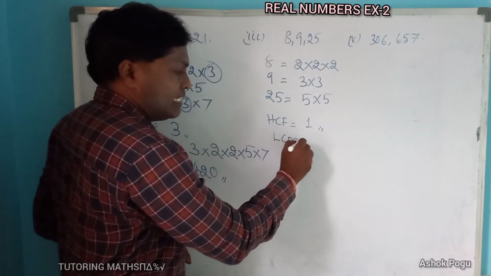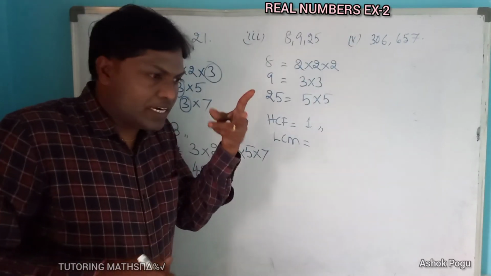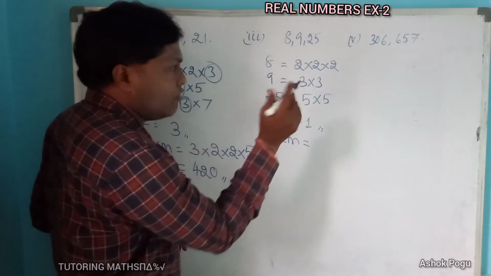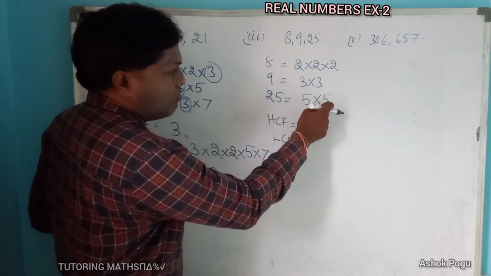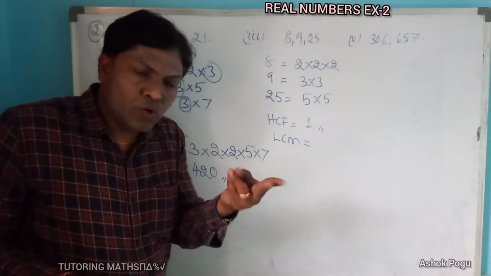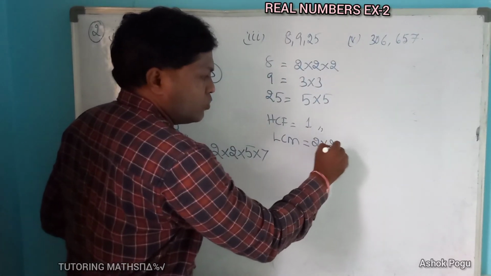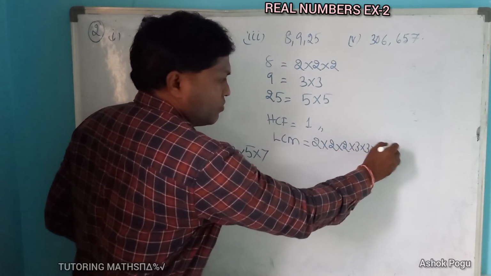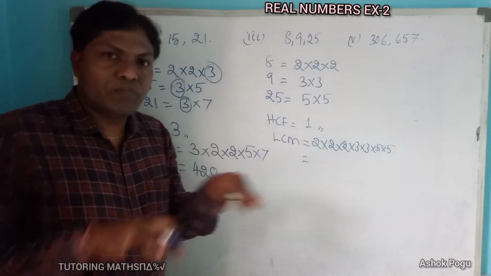Then let us see LCM. In LCM, the number which is repeated in 2 columns or 3 columns must be circled. 2 is not there anywhere, 3 not anywhere, 5 also is not there anywhere. So no number is repeated in 2 columns or 3 columns. Therefore, write all the numbers: 2 into 2 into 2 into 3 into 3 into 5 into 5.